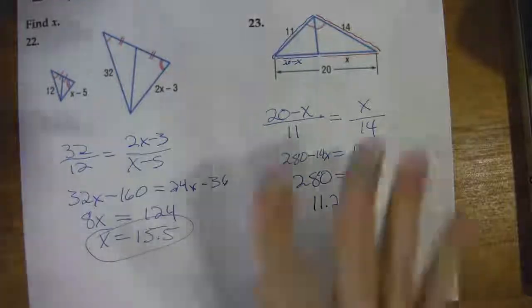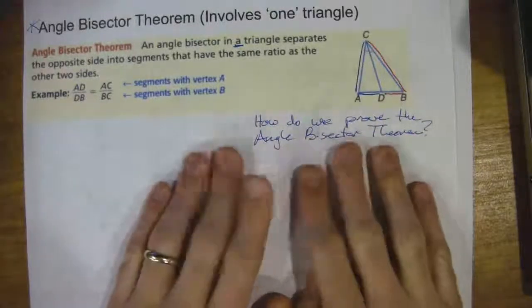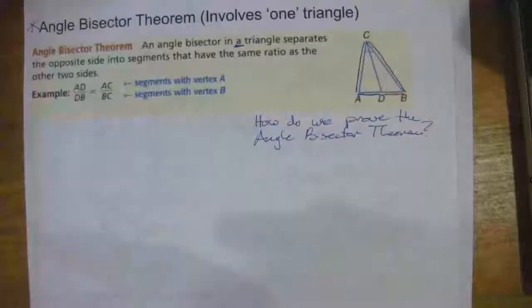So today, we'll be looking at our special segments here, seeing how they're similar. Remember, before class, if possible, see if you can find a way to prove the angle bisector theorem, because its proof works differently than any of our others.